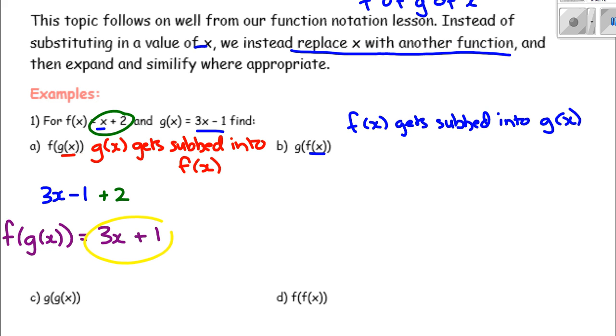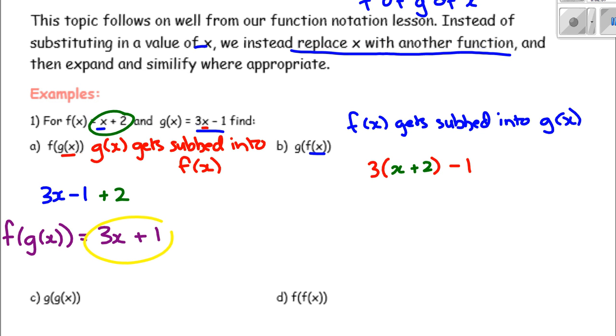So g of x is 3x minus 1. Whenever we see an x in g of x, we're going to replace it with f of x. So it's going to be 3 brackets x plus 2, because instead of x we have x plus 2, because we're subbing in f of x wherever we see x in g of x. And don't forget we've still got minus 1 at the end.